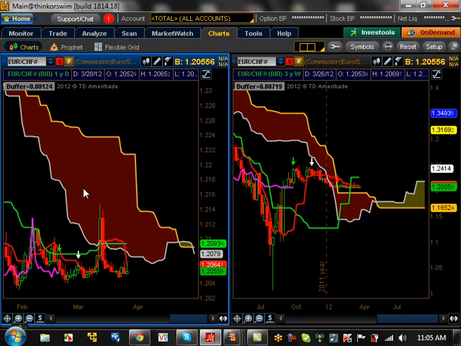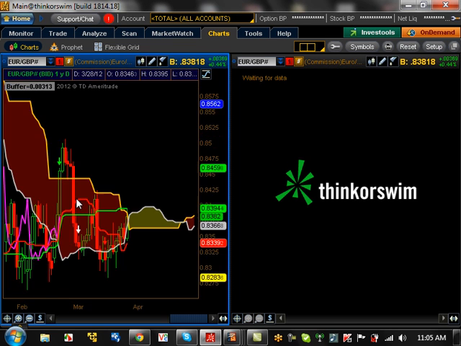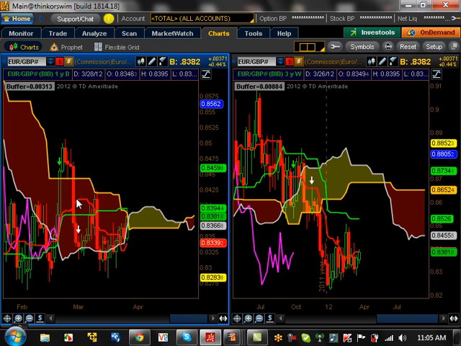Euro Swissy, really nothing going on there. Just going to keep on moving on. I hate that currency. It really doesn't move at all, so it's not even worth our time.